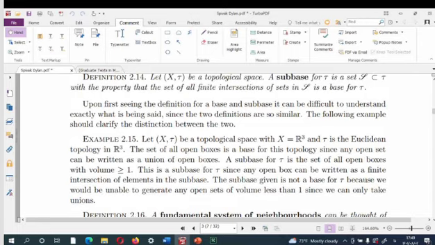Example: let X and tau be a topological space with X equal to R to the power of 3, and tau is the Euclidean topology on R3. The set of all open boxes is a base for this topology, since any open set can be written as a union of open boxes.